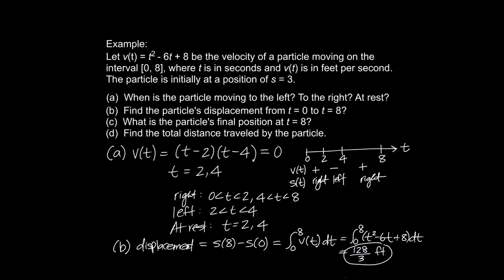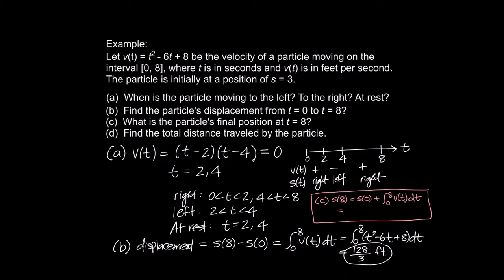Next, we want to know the particle's final position at t equals 8. Now I'm running out of room on here, so I'm going to do it in this red box. Is that pink box big enough to do part C? It sure is. To get the final position at t equals 8, or s of 8, we need the initial position, s of 0, plus the change in position, which is the displacement that we just found in part B. And so that would be the integral from 0 to 8 of v of t dt.